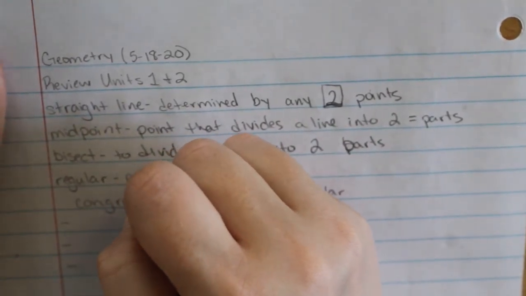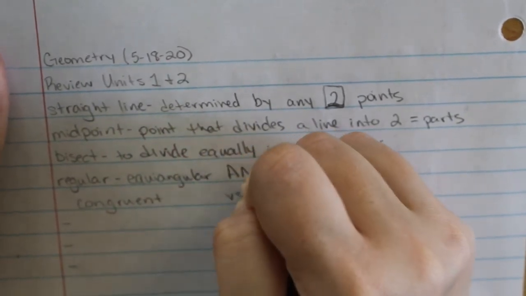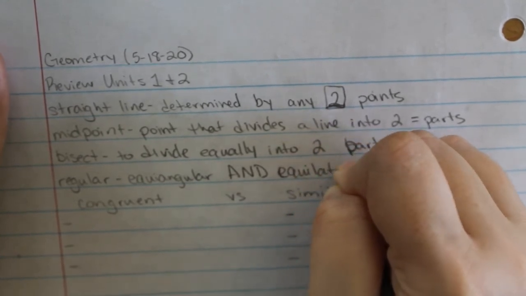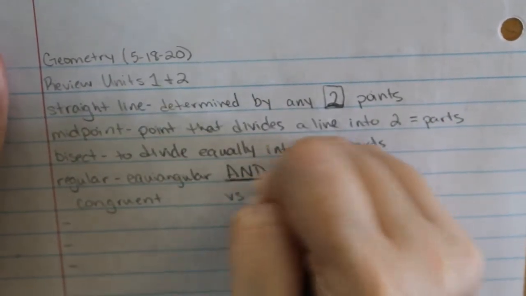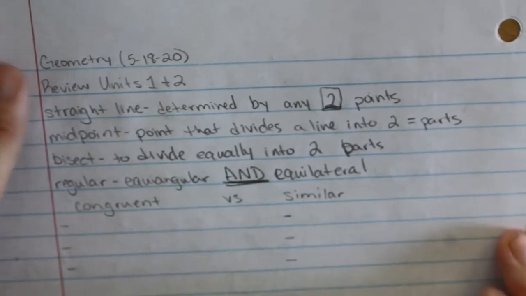And then regular, this is another word I want to remind you of. Regular means that it's equiangular and equilateral. Okay, you need to make sure that it is both equiangular and equilateral.